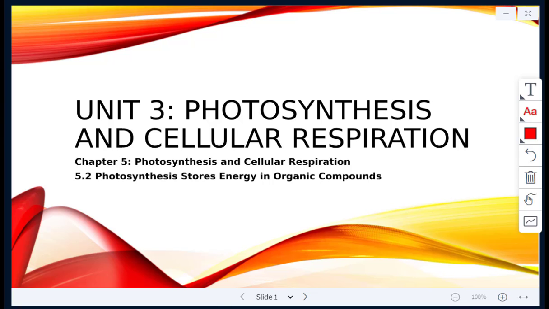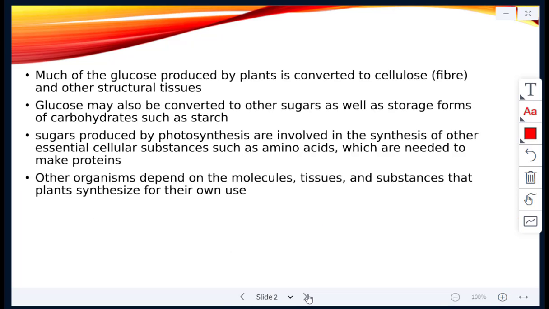Okay, today we are looking at 5.2. Photosynthesis stores energy in organic compounds, and we will look at light-dependent reactions today. So firstly, just a little bit of intro.